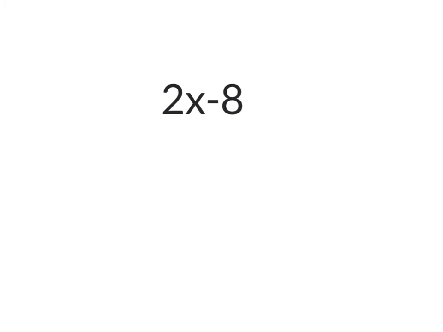2x minus 8. So one of the things people tend to do quite frequently is think that they have to be able to simplify something. So 2x can only be combined with something else that has just x. So 1x, 5x, negative 100x. Negative 8 doesn't have an x with it. So there's nothing that I can do with this.